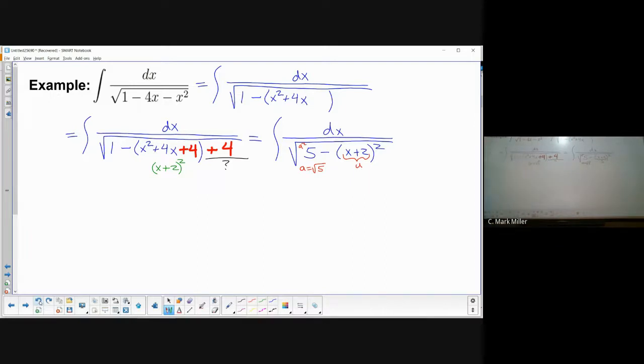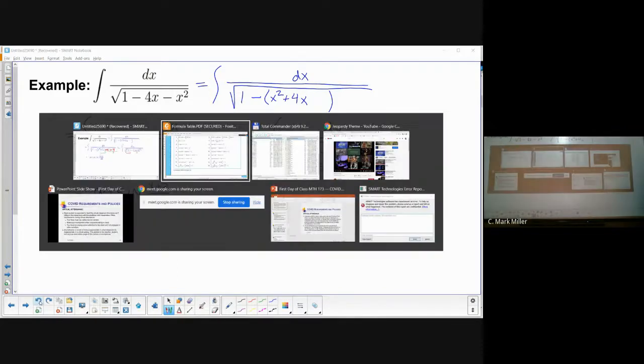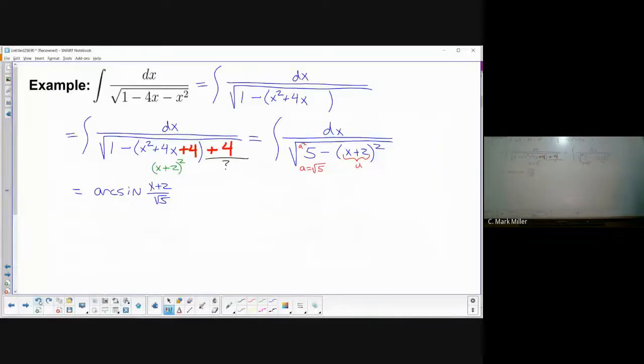So if you know that formula, that integrates to arc sine of u over a: x plus 2 divided by square root of 5. Do I need a 1 over a on the outside? Yes, I do. Hang on. No, wait a minute. There you go. Let's see.